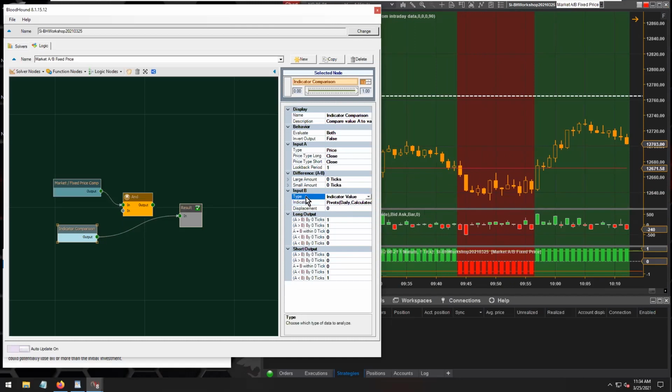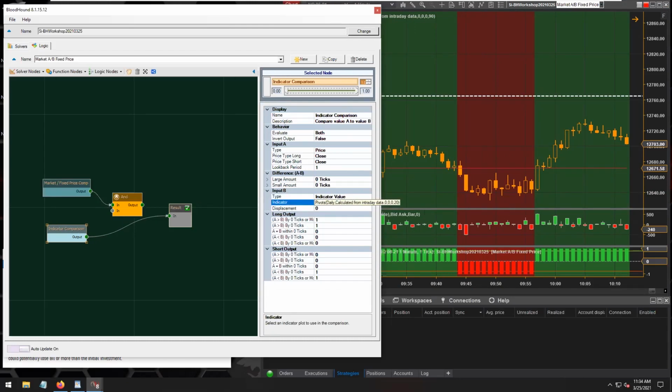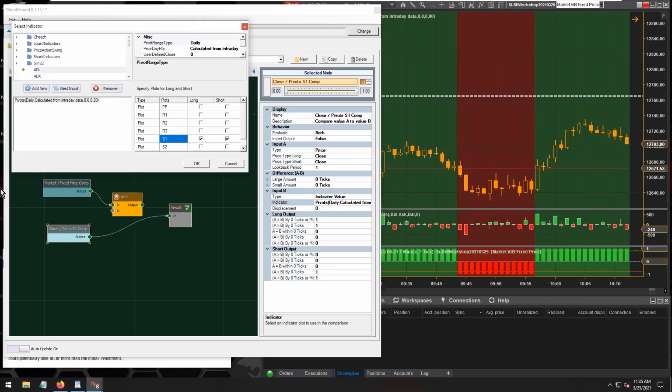You can plug in any kind of indicator that you want to use for input B and check if the market is above or below that indicator value. George is asking, can we use the linear regression moving average within it? Yep, you bet.